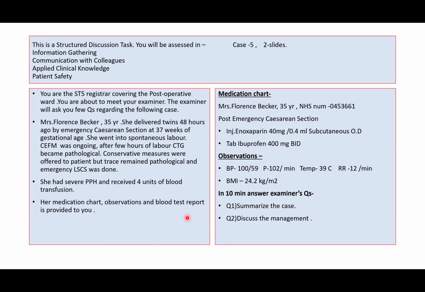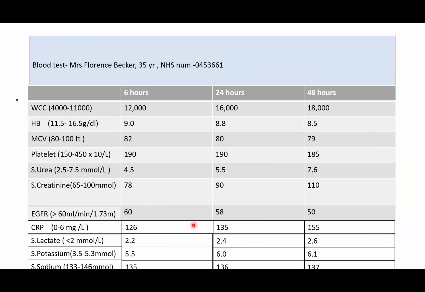So how much will you speak? How much information will you give? Even in a structured discussion task, it happens like that. So yes, thanks for your appreciation. Okay, my dear.